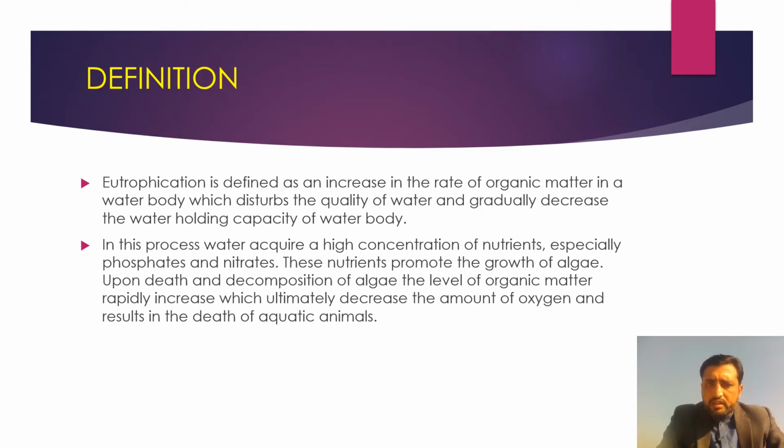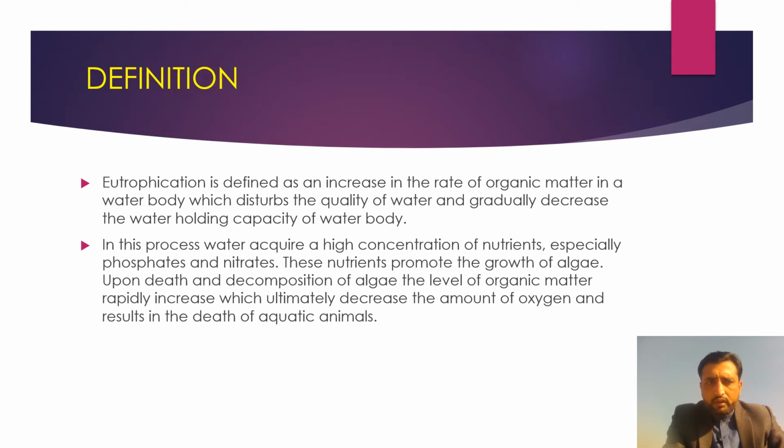In this process, water acquires a high concentration of nutrients, especially phosphates and nitrates. These nutrients promote the growth of algae. Upon death and decomposition of algae, the level of organic matter rapidly increases, which ultimately decreases the amount of oxygen and results in the death of aquatic animals. Basically, eutrophication is a process which disturbs the water quality of a water body, decreases the water holding capacity of a water body, and finally diminishes the whole water body.